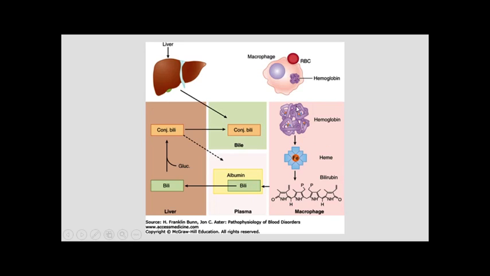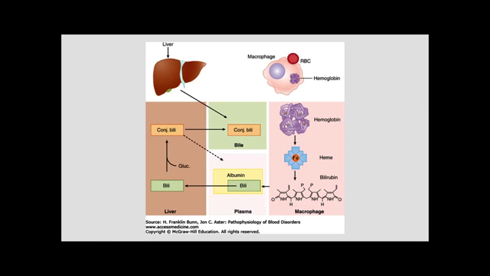Iron is going to be stored. The globin parts are going to be broken into the amino acids. And this heme, this porphyrin ring here, is going to be transformed into different compounds. The last of them is bilirubin. Bilirubin, notice, is going to travel from the macrophage in the spleen via the portal vein, bound to albumin, to the liver. The liver cells are going to take this bilirubin and bind it to glucuronic acid. This binding of bilirubin to glucuronic acid is called conjugation. So now it's going to produce conjugated bilirubin.